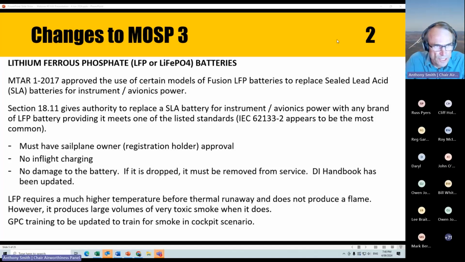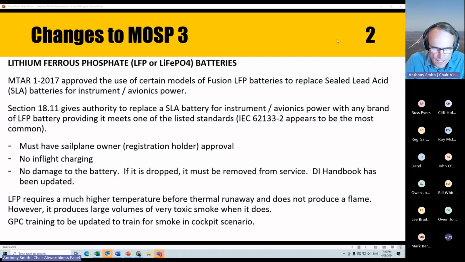This is not entirely risk-free. One of the potential problems out there, if you have a mixed operation with sealed lead acid batteries and lithium ferrous phosphate batteries, is people plugging the batteries into the wrong charger.